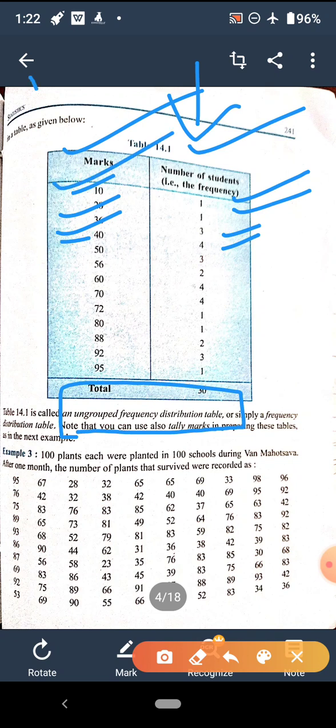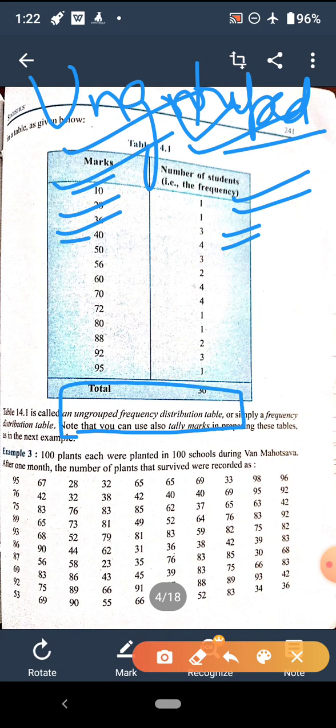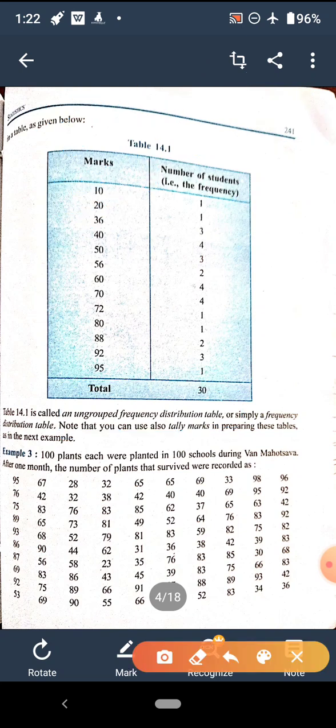This is called an ungrouped frequency distribution table, or you can say a frequency distribution table. It is ungrouped. But if we arrange the data, for example in the Example 3 question, you can see 100 plants each were planted in 100 schools during one Mahotsav. After 1 month, the number of plants survived were recorded.